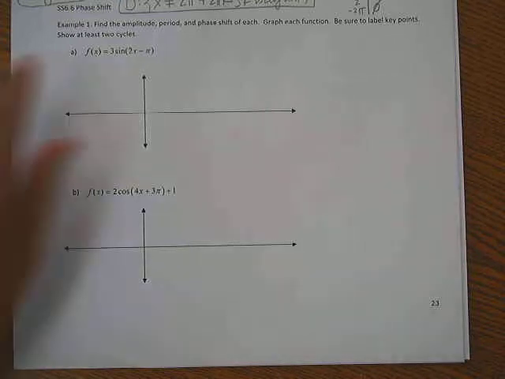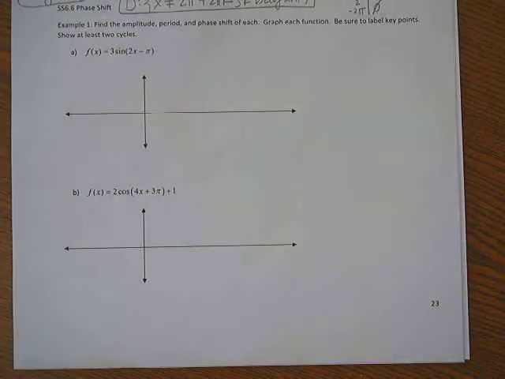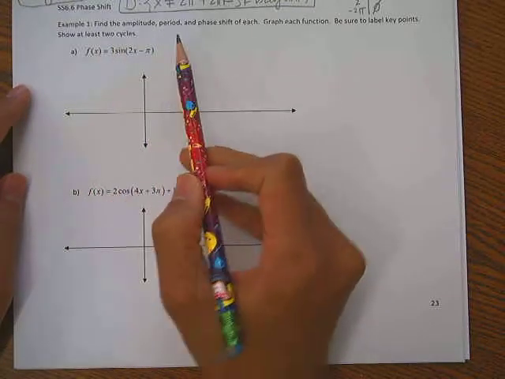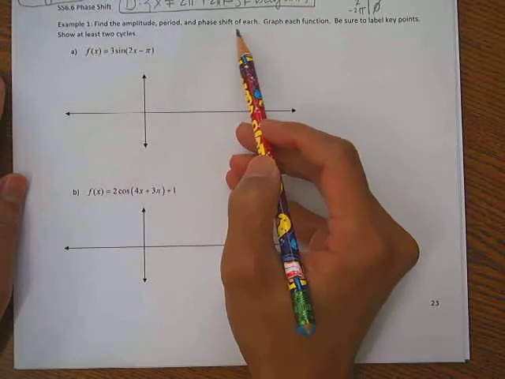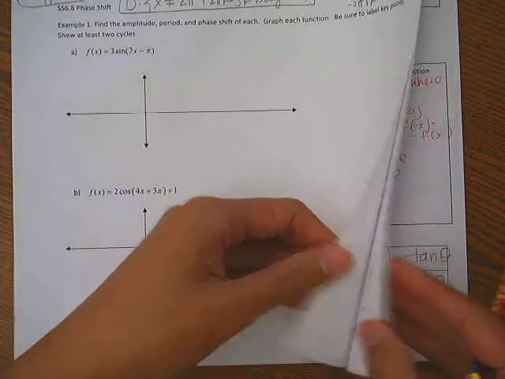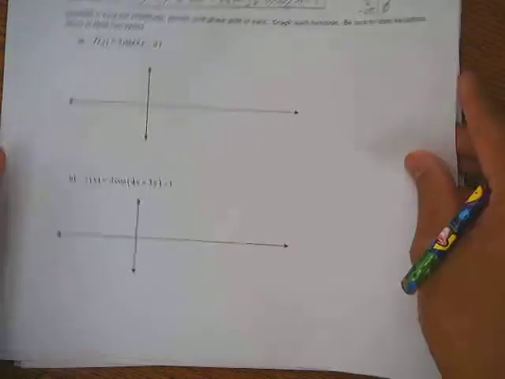Anywho, we're going to start with 6.6 and this is called phase shift. Okay, so phase shift is really just moving left and right. So example 1, find the amplitude, period, and phase shift of each function. Okay, so it looks like example 1 has two functions that we're going to be working on.